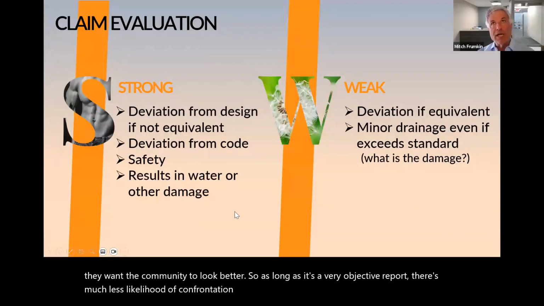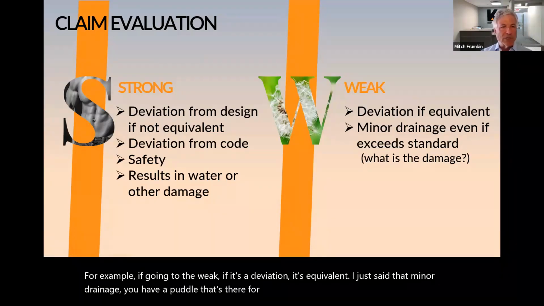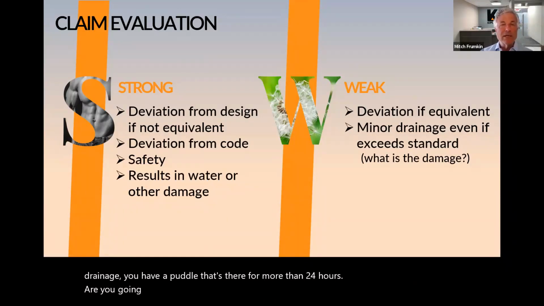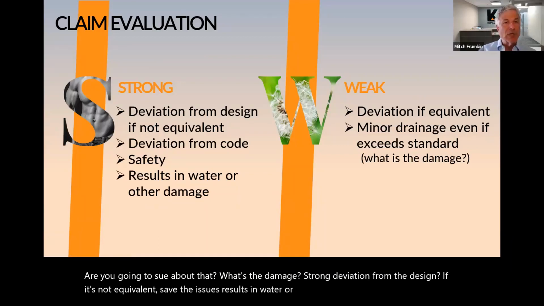There are strong claims and there are weak claims. For example, on the weak side, if it's a deviation, it's equivalent. I just said that. Minor drainage: you have a puddle that's there for more than 24 hours. Are you going to sue about that? What's the damage? A strong claim is a deviation from the design that's not equivalent, safety issues, or something that results in water or other damage. You really have to evaluate what the strength of the claim is.